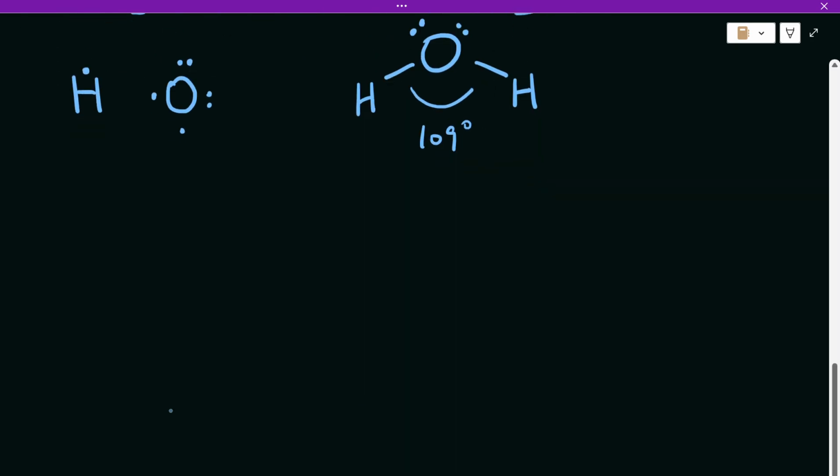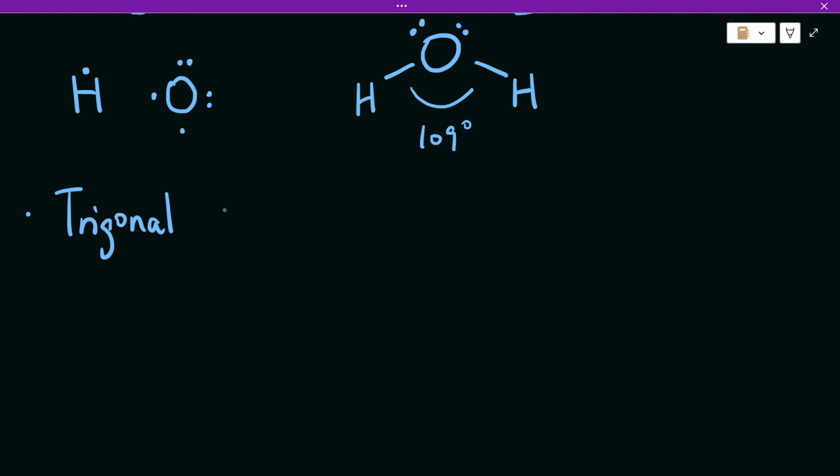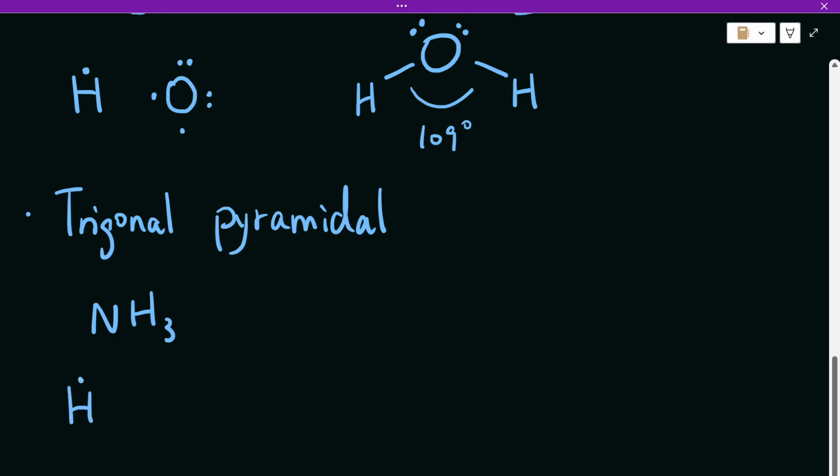The next shape is called trigonal pyramidal. And we will use the molecule nitrogen trihydride, or more commonly known as ammonia. And for hydrogen, it still has one valence electron. And for nitrogen, it will have 5. So 1, 2, 3, 4, 5.